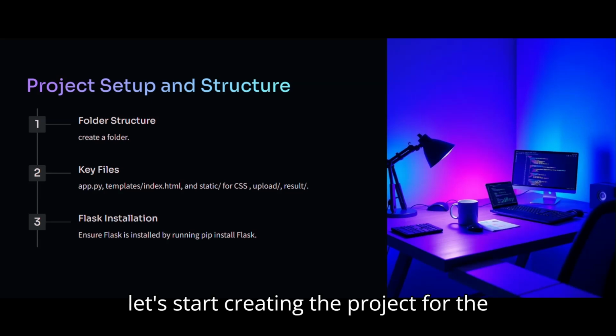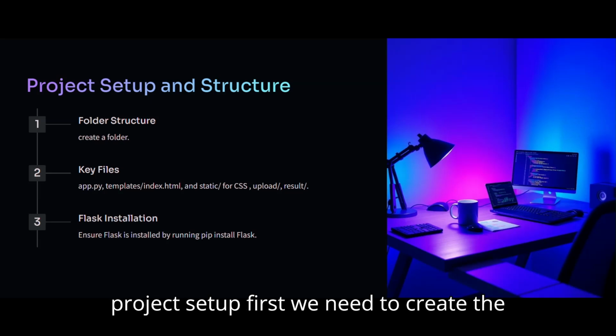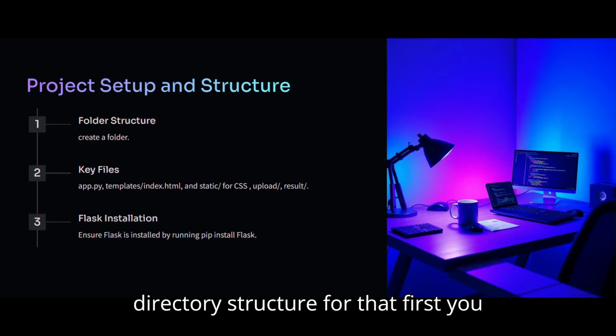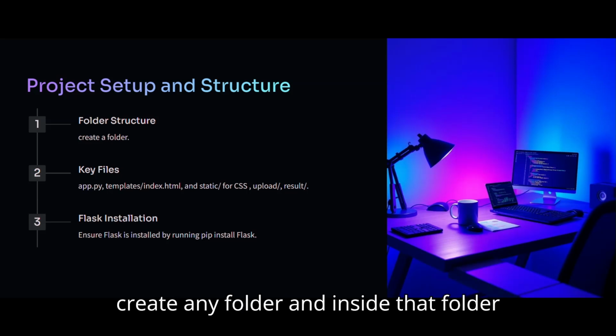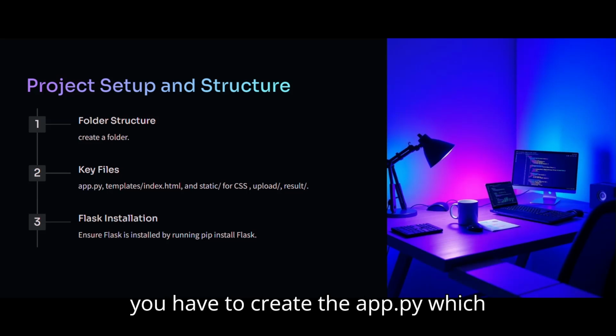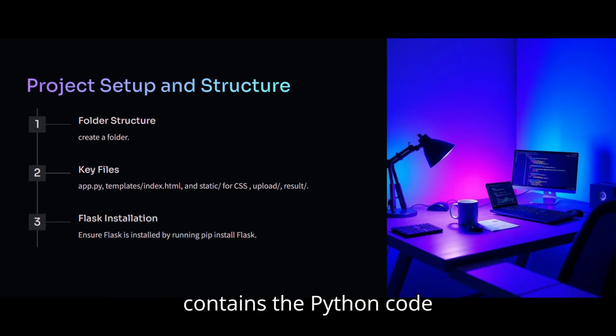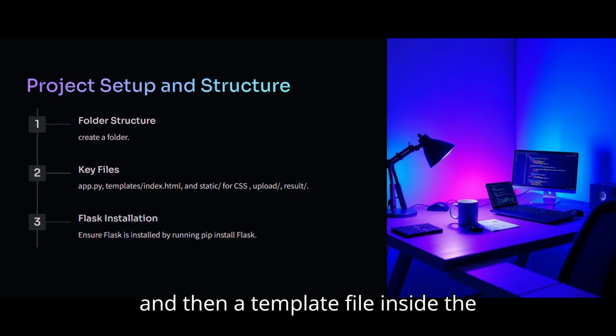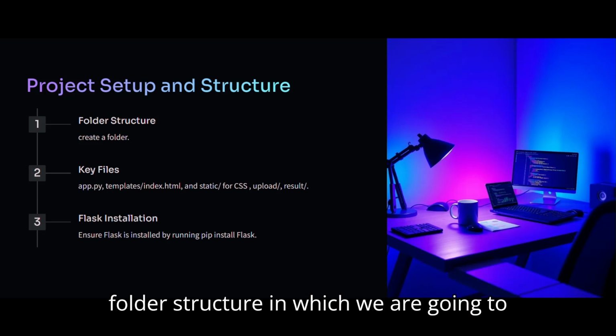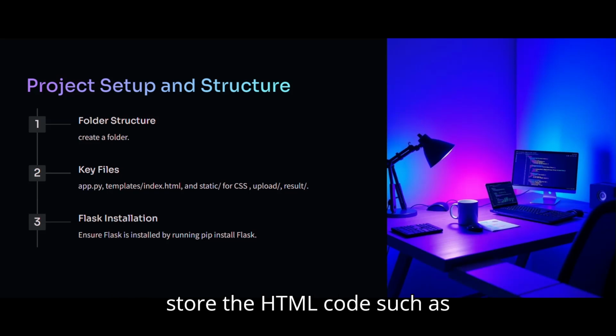Let's start creating the project. For the project setup, first we need to create the directory structure. For that, first you create any folder, and inside that folder you create the app.py which contains the Python code, and then a templates folder in which we are going to store the HTML code such as index.html and result.html.